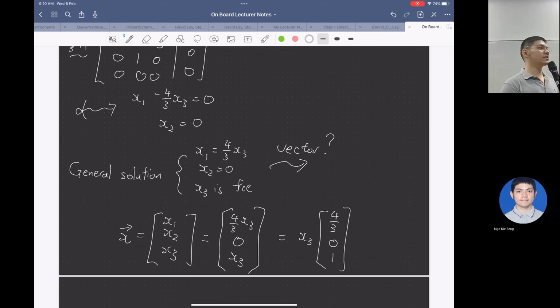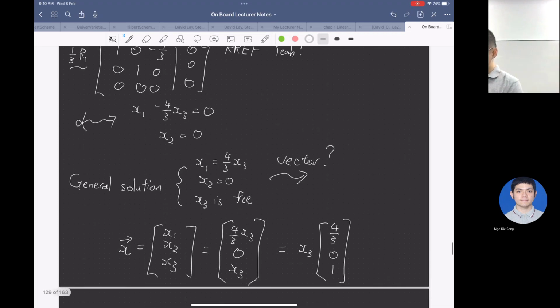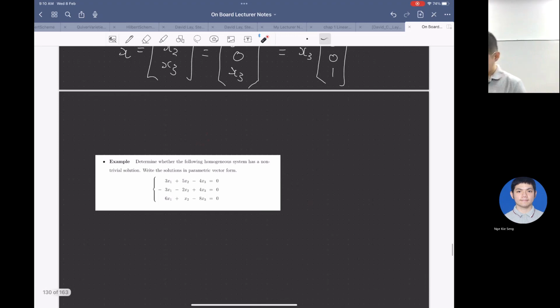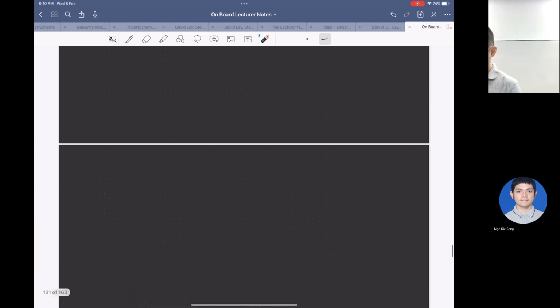Is it clear? Make sense? Any question? No? Okay. If the question asks for parametric vector form, then you need to transform the solution into this vector form. Next, let's continue.